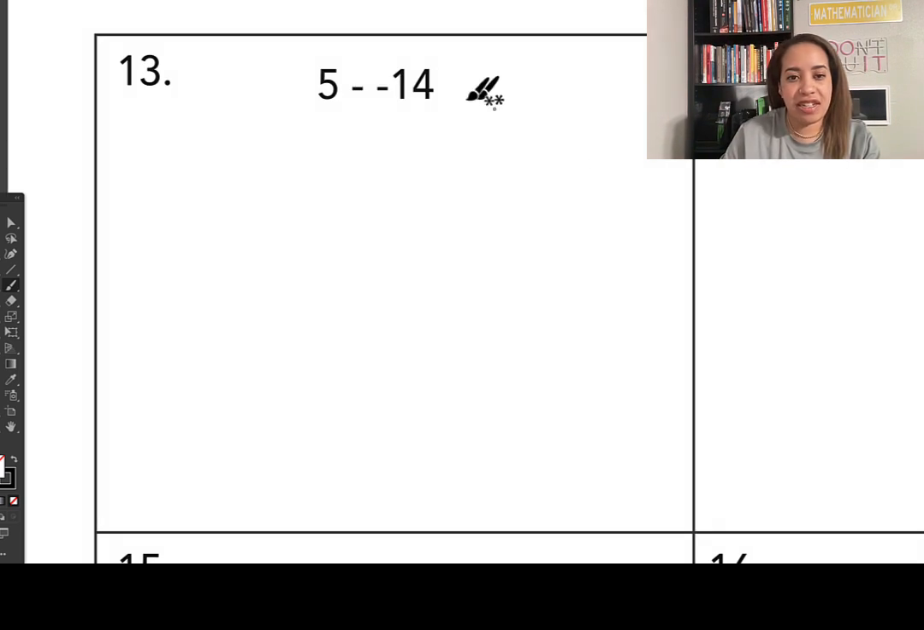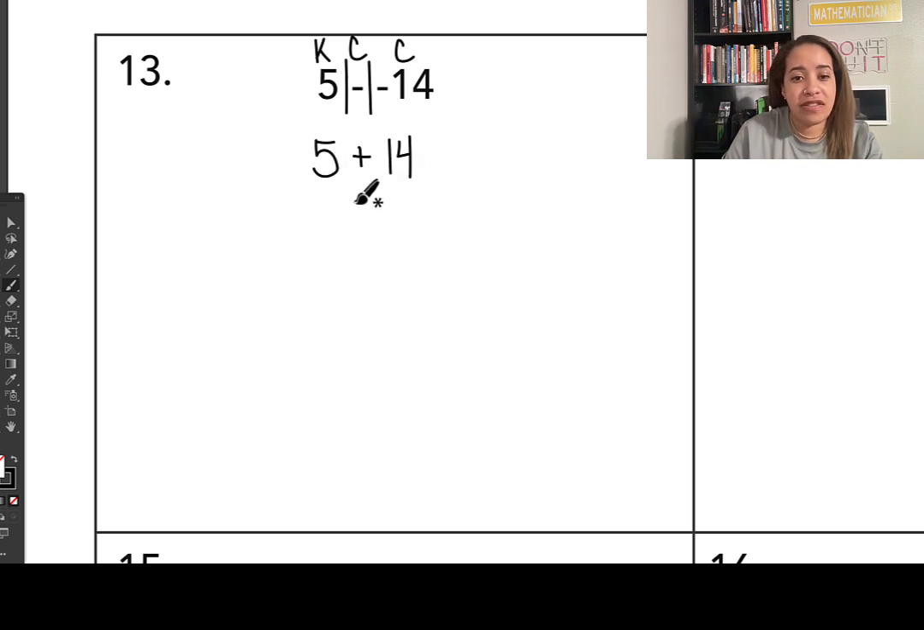This is number 13. Every single time that we see subtraction, we're going to start by saying keep, change, change. Here we keep the 5, change from a minus to a plus, and change from a negative 14 to a positive 14. So now we've got an addition problem, and I notice that both integers are positive. So we can just add like usual. 5 plus 14 gives us 19. So that means 5 minus negative 14 gives us a final answer of 19.